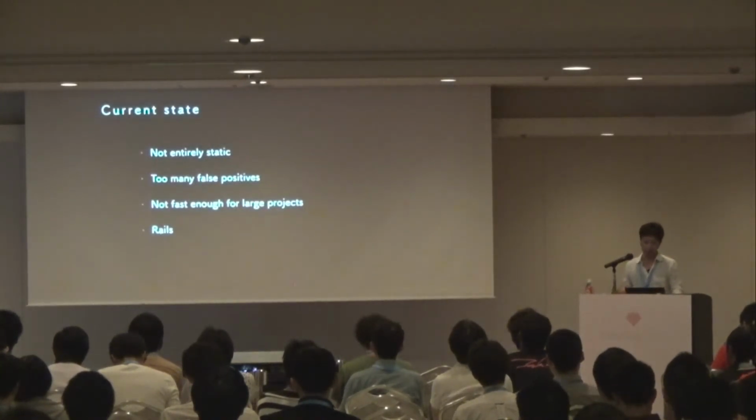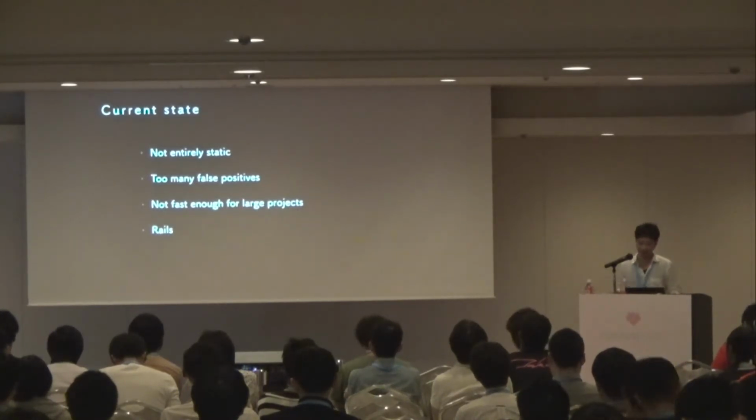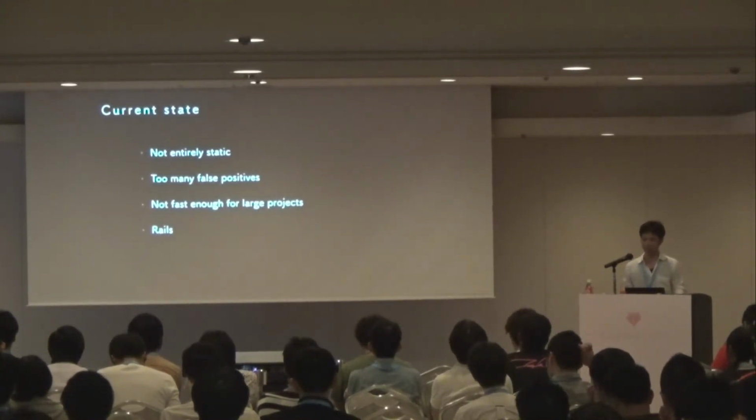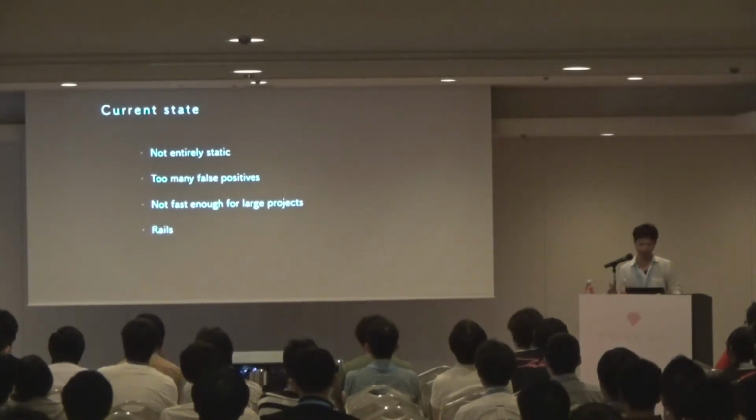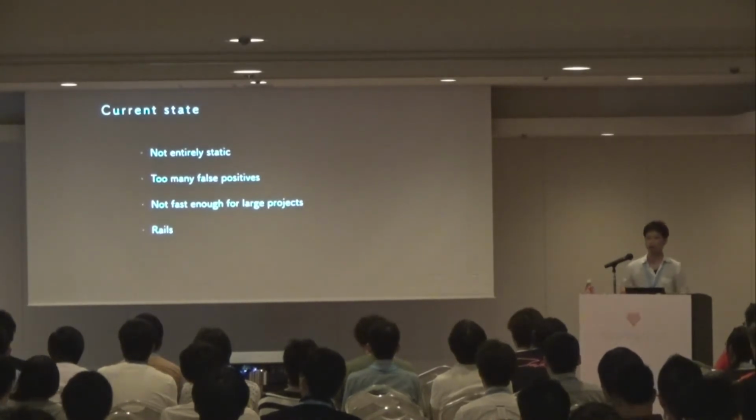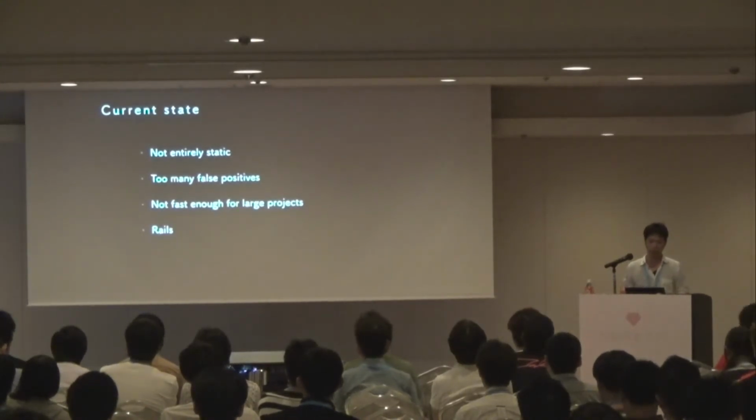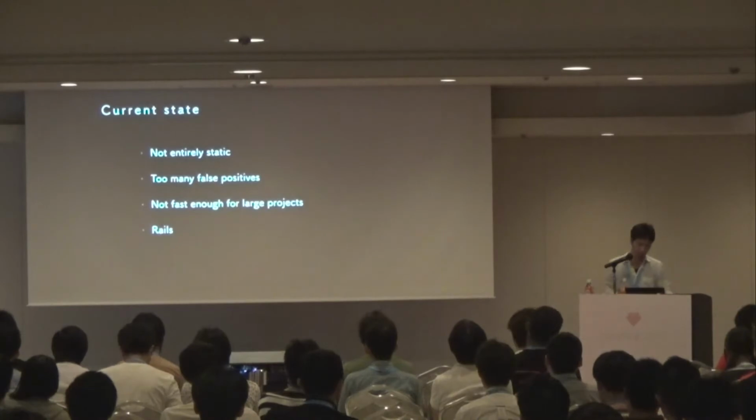So what happens right now is, again, it's not really static. And then, unfortunately, if it's a large project, there are so many false positives. And again, if it's a large project, it's actually really slow because it needs to spin up a Ruby process and then look up all the defined methods in your project.